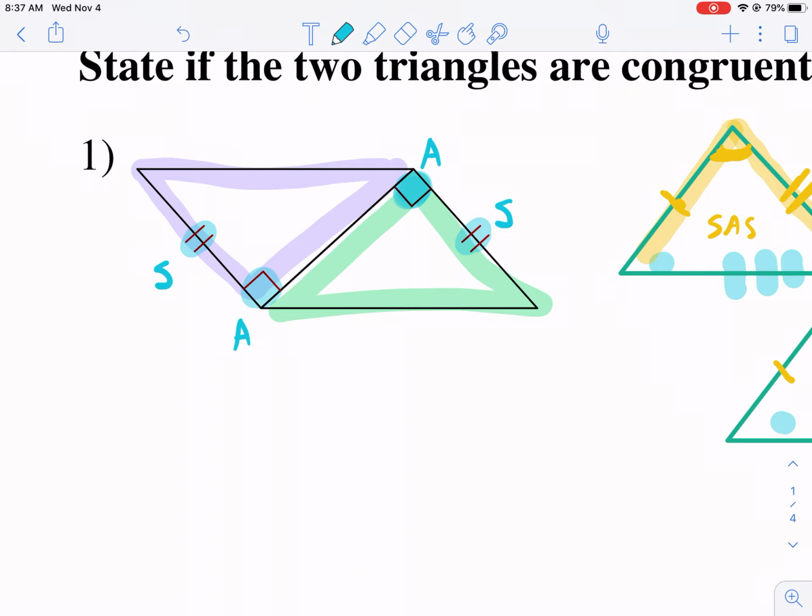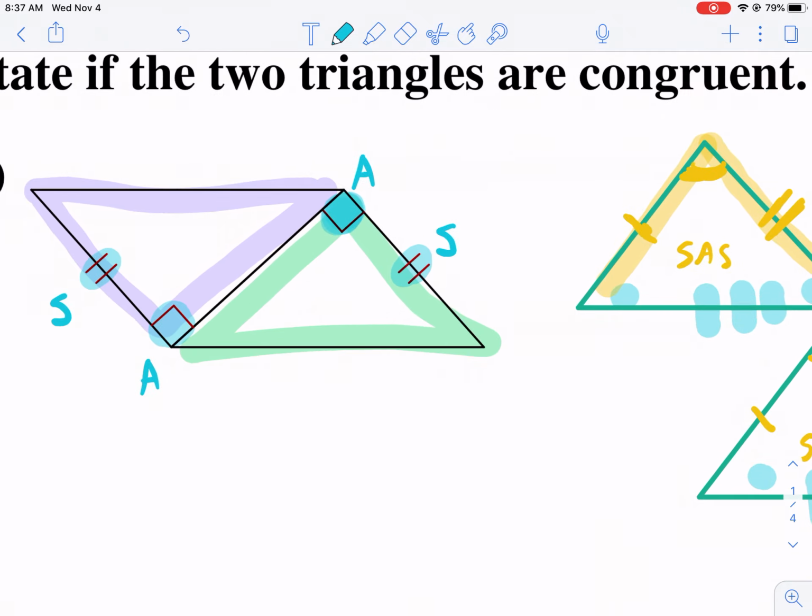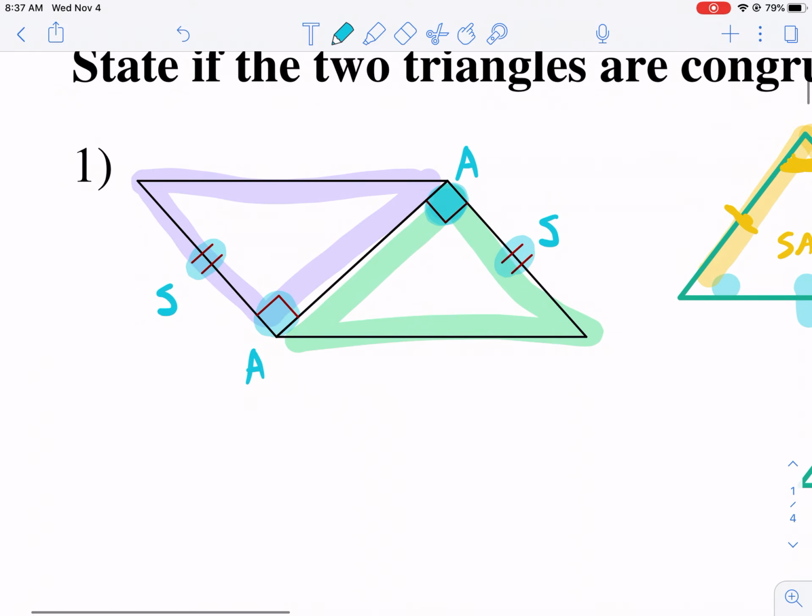Now you're thinking, okay, there are only two things given. We need a third thing. Well, we do have to look for a third thing, and we can always look for hidden things. If there are vertical angles that are not necessarily given, or supplementary angles or something like that. In this particular case, we have a side that is shared by both the green triangle and the purple triangle.